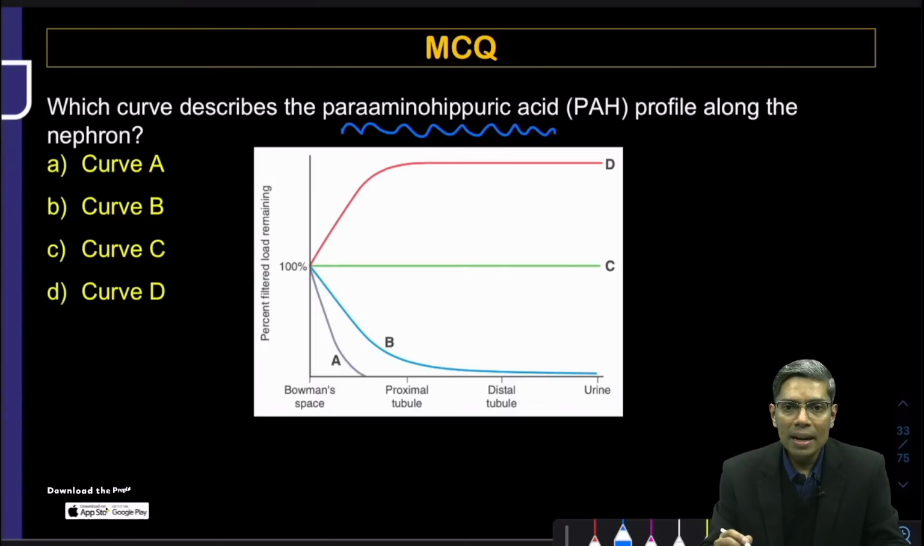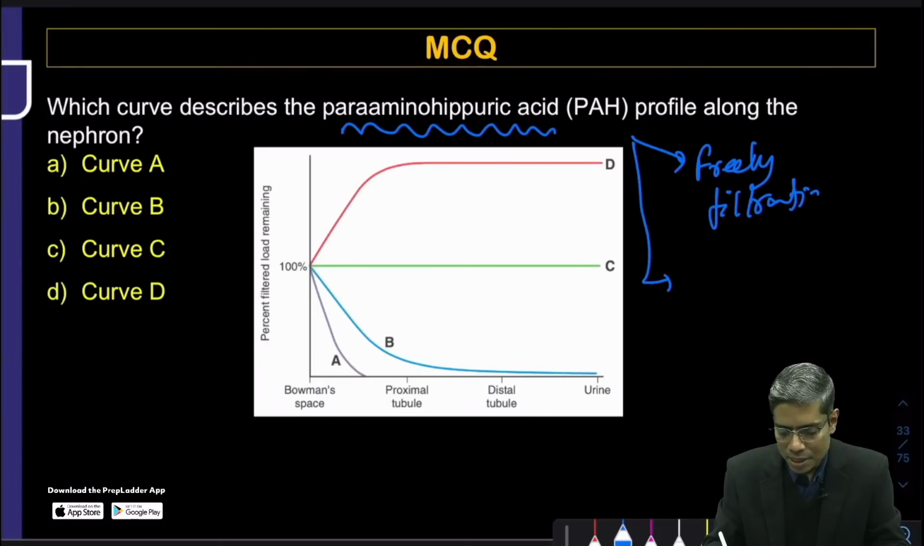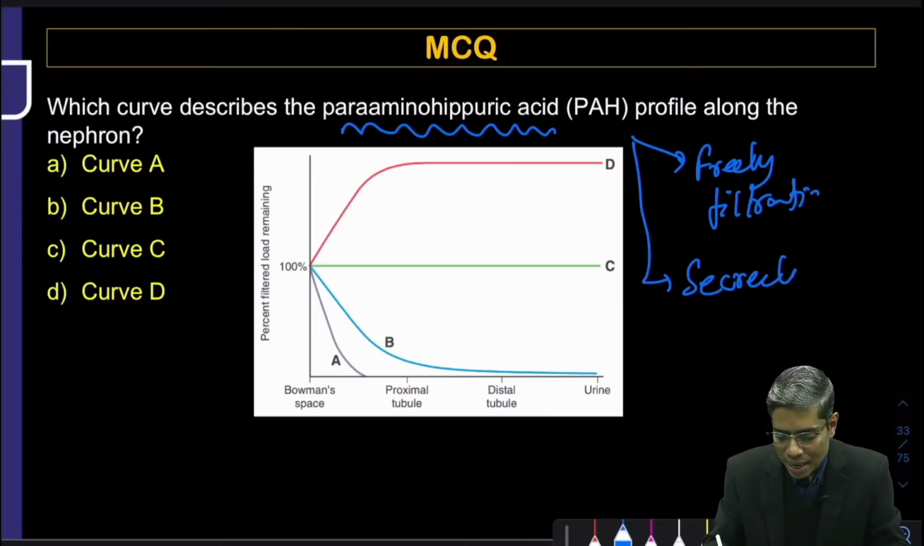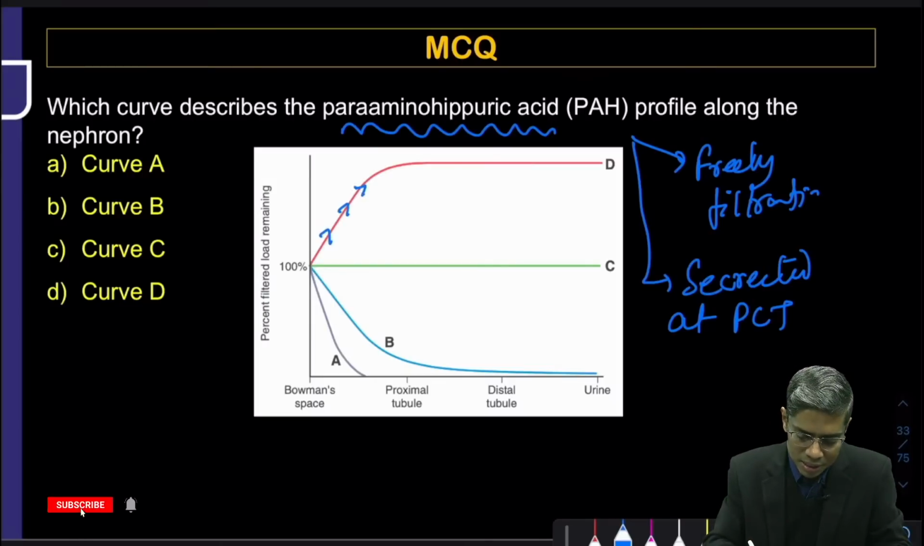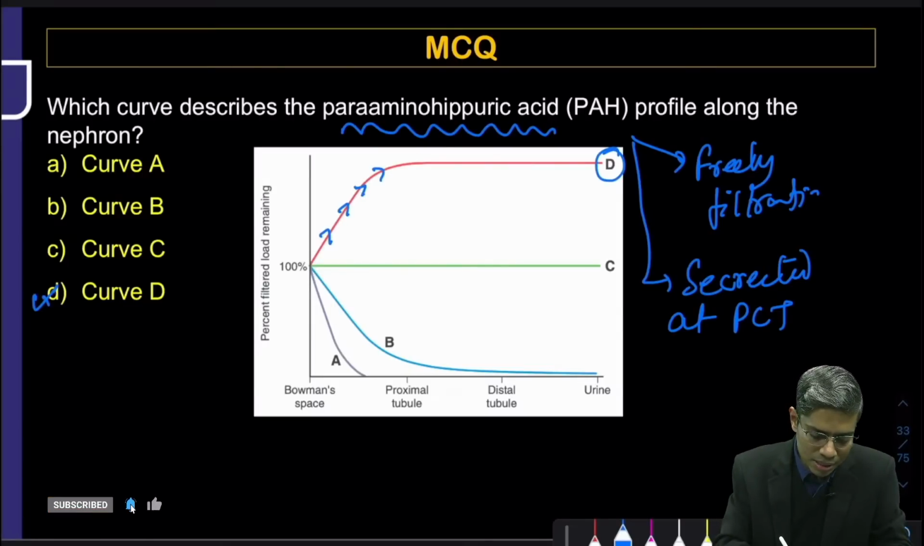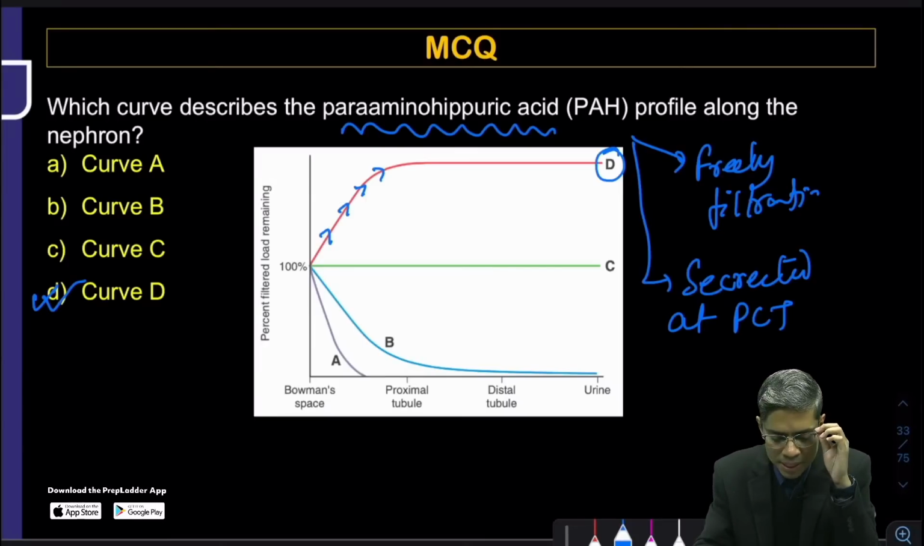Here, para-amino hippuric acid, we know that it's a freely filterable substance, as well as a substance which is hugely secreted at the level of PCT. So secretion means there will be an increase in concentration. So the answer here is D. Am I clear? So these two, I think this is clear, very simple questions.